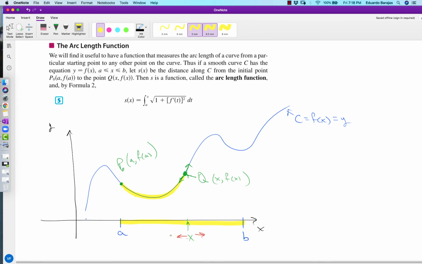Of course, if x slides all the way to make it A, then it would be the integral from A to A, which is 0. And if this x scrolls all the way out here to be B, then it would be the integral from A to B. Good? Okay, so that's what we're looking at. So let's try an example.